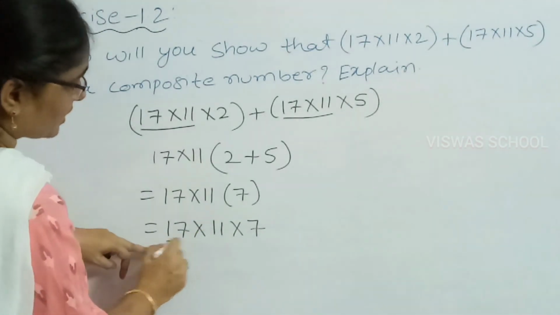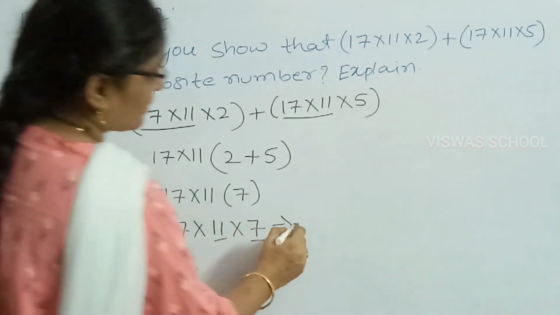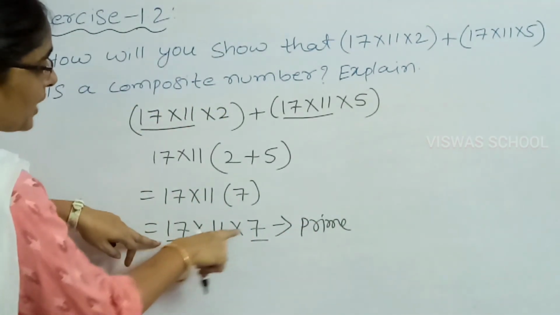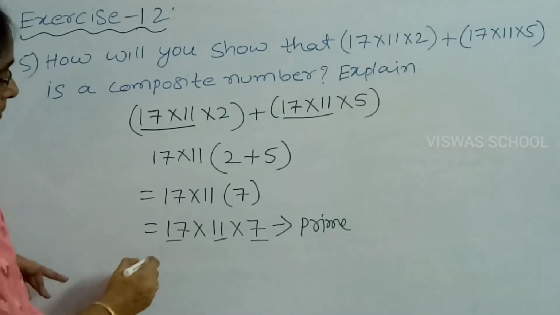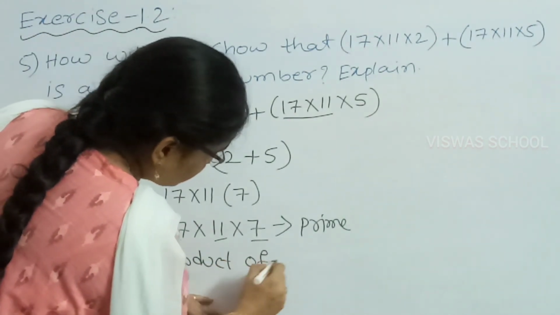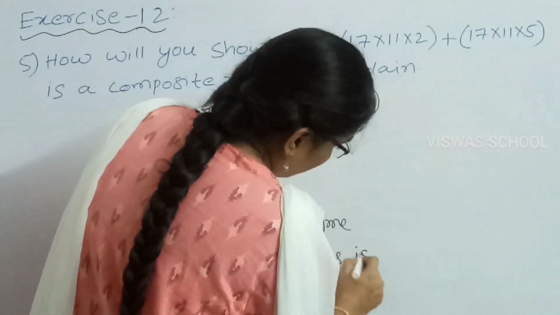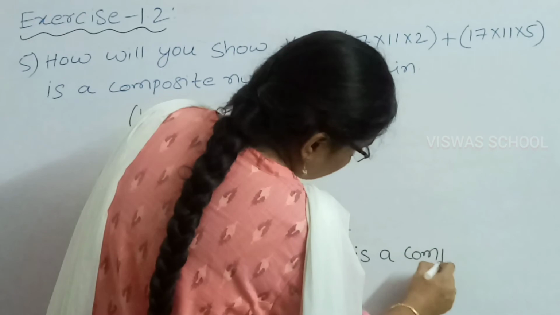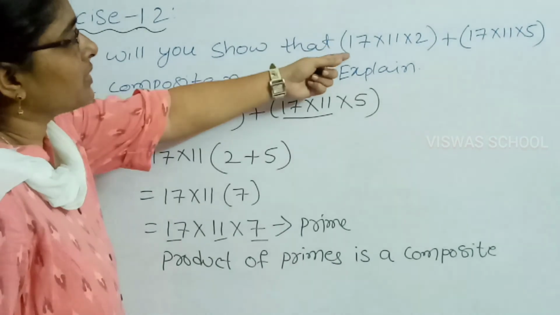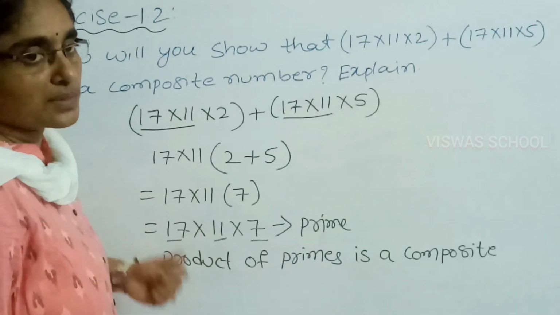Once you observe these three, 17, 11 and 7, these three are which numbers? Prime numbers. These three are prime. That is, the product of prime numbers is a composite number. The product of primes is a composite number. That's why the given term 17 into 11 into 2 plus 17 into 11 into 5 is a composite number.